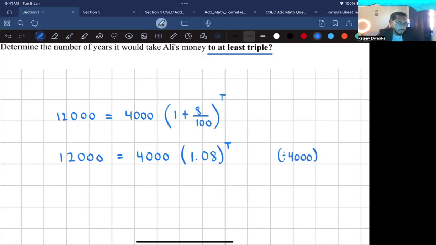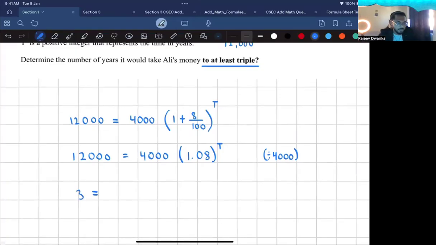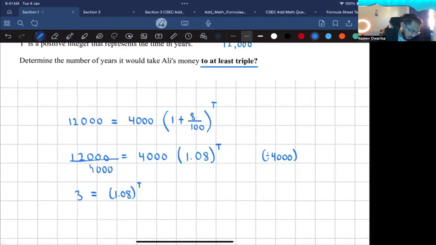So Kira, what is 12,000 divided by 4,000? That would be 3. And 4,000 divided by 4,000 is? 1. Right, so this could just be 1.08 to the power t, because the 4,000 and the 4,000 would cancel off. Check it out. See, now they cancel off.